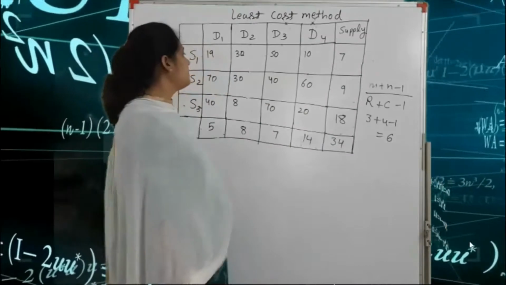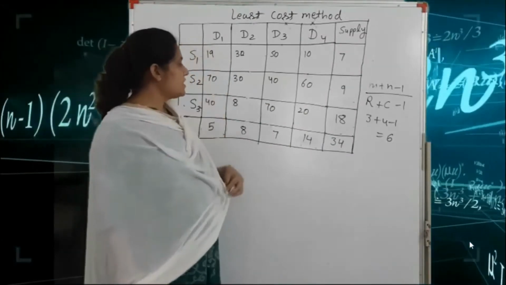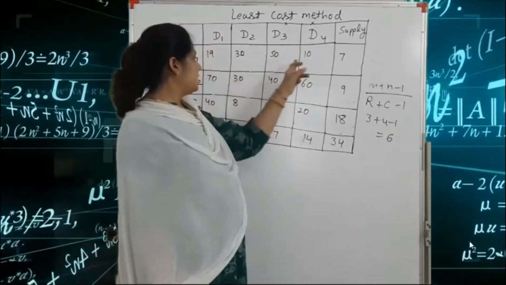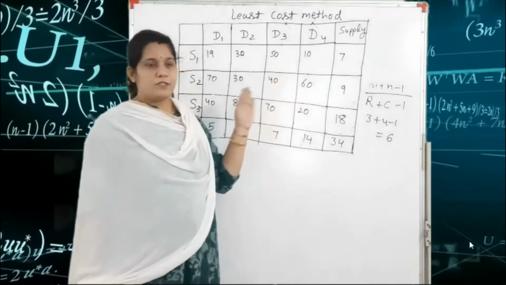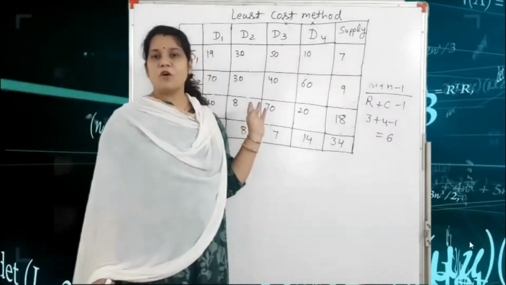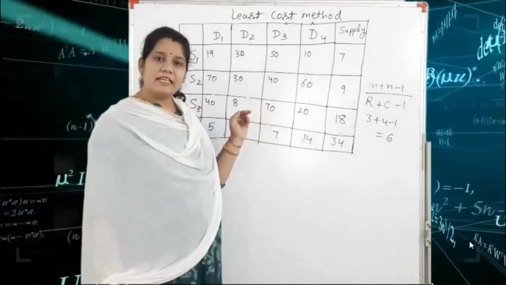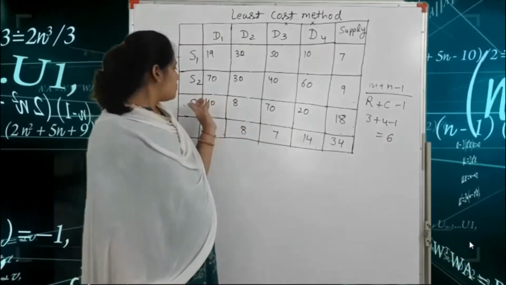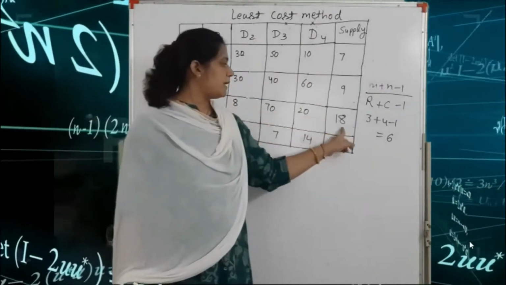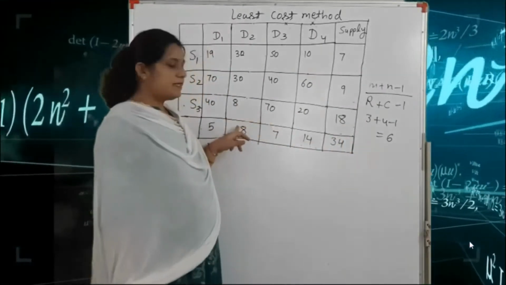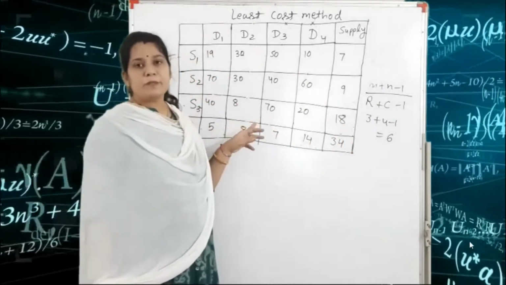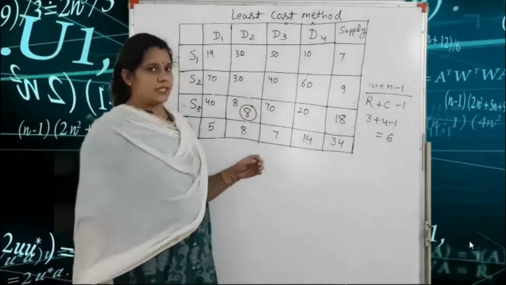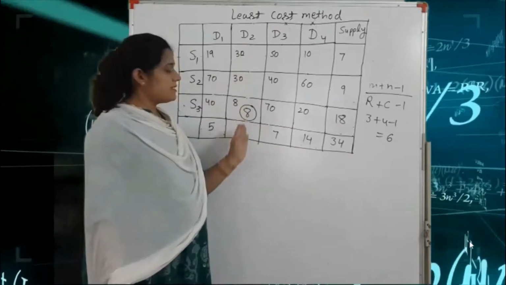As per the name, the least cost method, first we choose the lowest number in all the cells according to supply and demand. So here the lowest number is 8. So what is the allocation value? Supply is 18 and the demand is 8. So the minimum number is 8. So here we put 8. Got it? So 8 is satisfied.